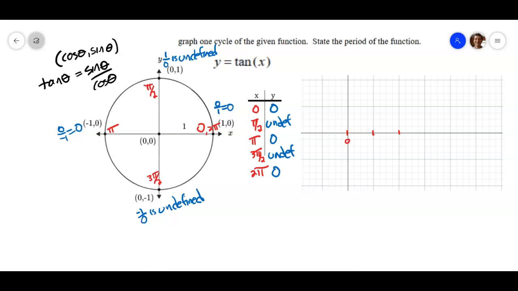So this is 0 and pi halves, pi, 3 pi halves, 2 pi. What I'm getting is that pi halves is undefined. What that actually is, is a vertical asymptote. The graph never crosses pi halves because it would be undefined. We also have one at 3 pi halves.